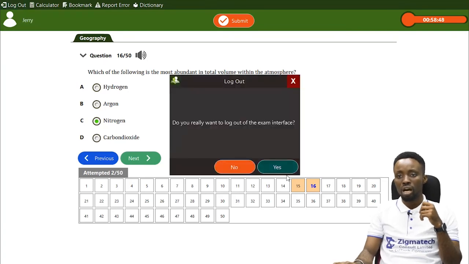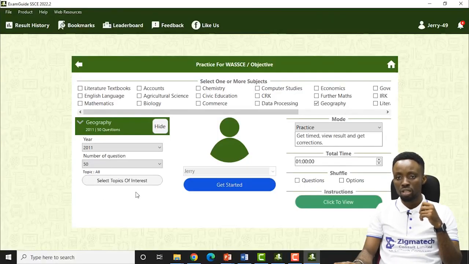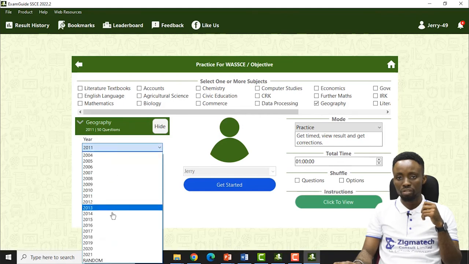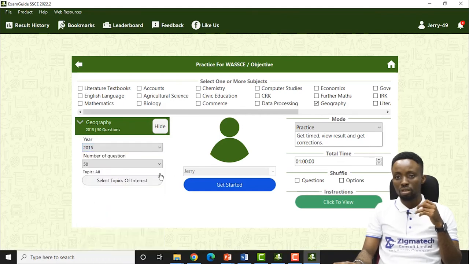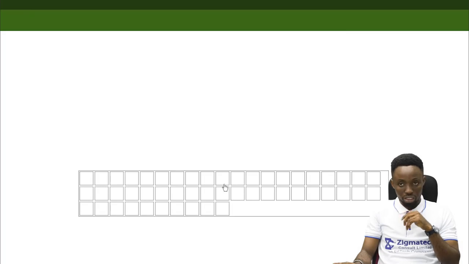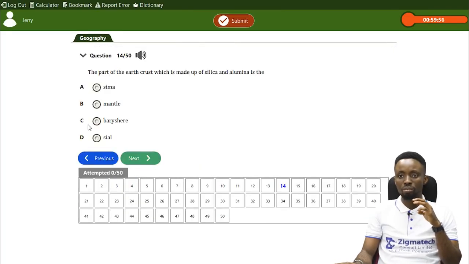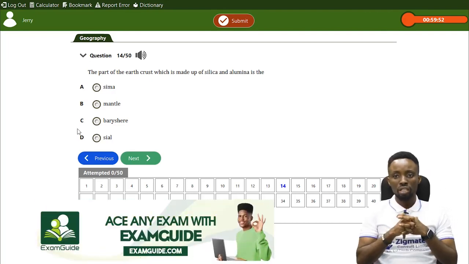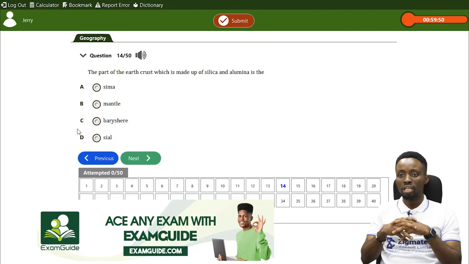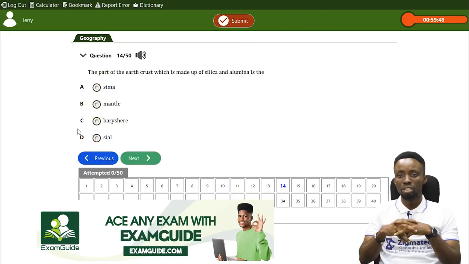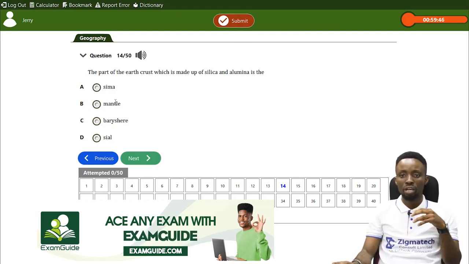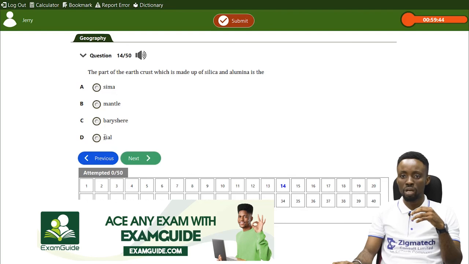So let's take another question from 2015. Let's go to question number 14. Now, the question says the part of the Earth crust which is made up of silica and alumina is the dash. Now we have SIMA, we have mantle, we have barysphere, and we have SIAL.